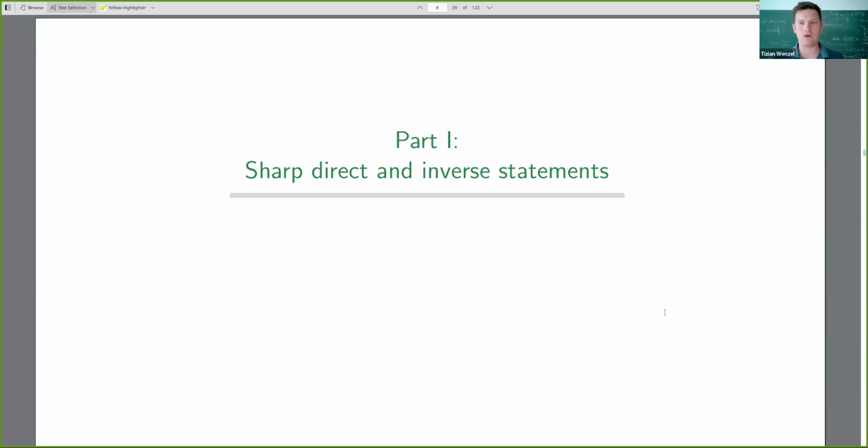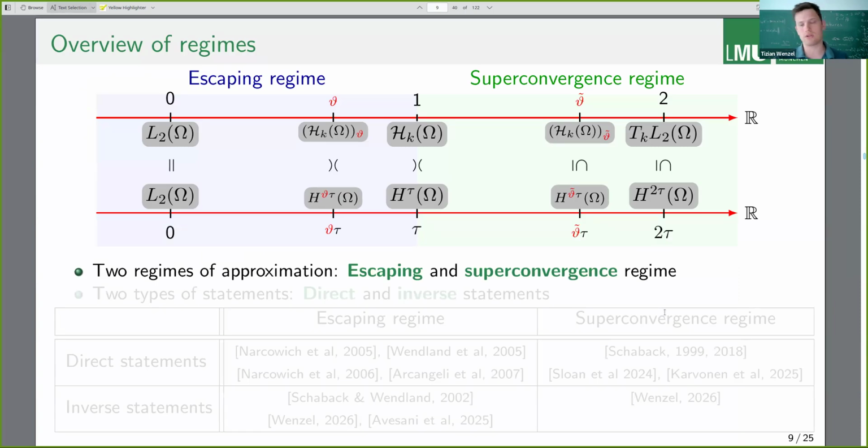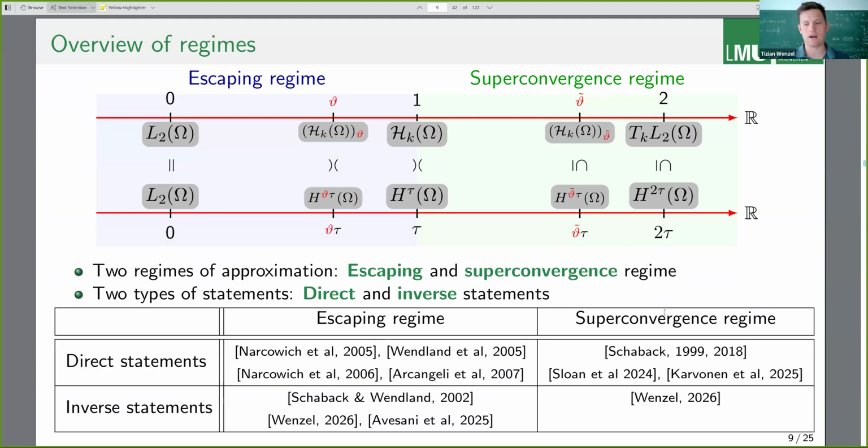Now I can briefly show you the backbone of the theory, the sharp direct and inverse statements. For this, I first want to start with an overview. Here we see the same figure again. We have these two regimes, outside the RKHS and inside the RKHS, and there are also two types of statements: direct statements and inverse statements. I would like to present this overview of the results here.